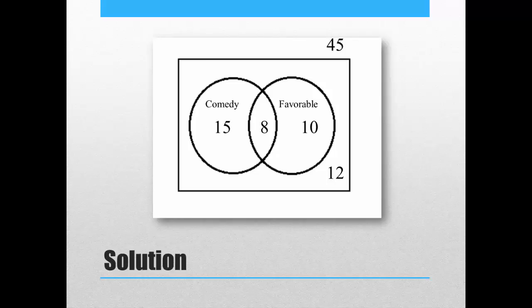Now that we have completed our Venn diagram, we can answer the question: how many comedies received unfavorable reviews? The answer is 15 comedies were given unfavorable reviews.